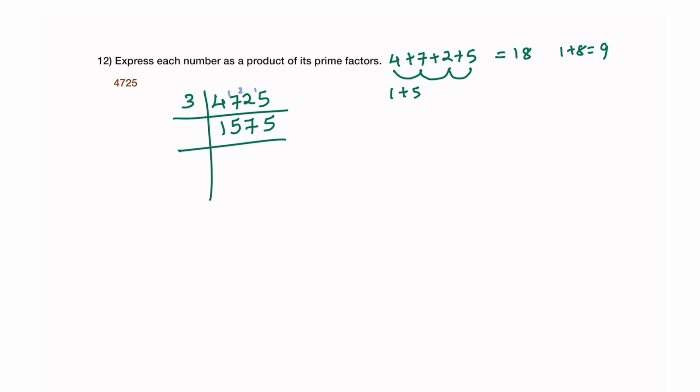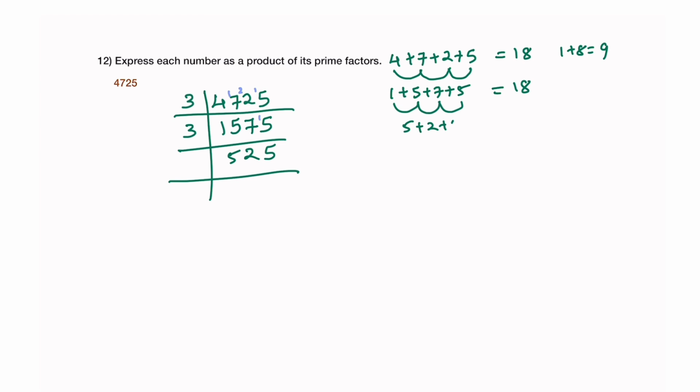Again, 1 plus 5 plus 7 plus 5. 6, 13, 18. Right? So it is divisible by 3. 3 goes 5 times in 15. There is no remainder. 3 goes twice in 7 with a remainder of 1 because that's 6. And 3 times 5 is 15. Right? Next, let's check again. 5 plus 2 plus 5, which is 5 plus 2 is 7. 7 plus 5 is 12. So 1 plus 2 is 3. So yes, this is still divisible by 3.